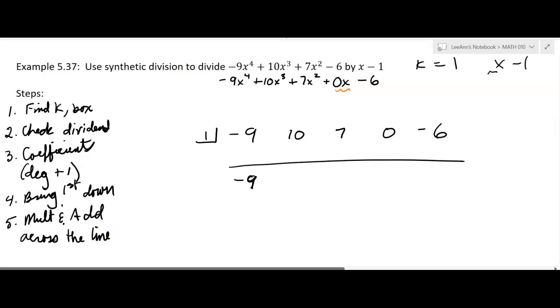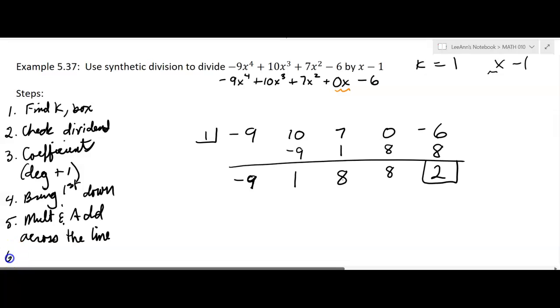Okay, so negative 9 times 1 is negative 9. 10 and negative 9 is 1. 1 times 1 is 1. 7 and 1 is 8. Now I can do this pretty fast, but I probably shouldn't. But, pick up where I left off. 8 times 1 is 8. 0 and 8 is 8. And then 8 times 1 is 8. A lot of 8s there. And then 2. And I just put a box around the remainder.